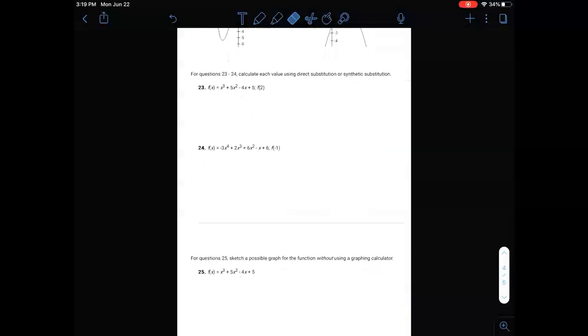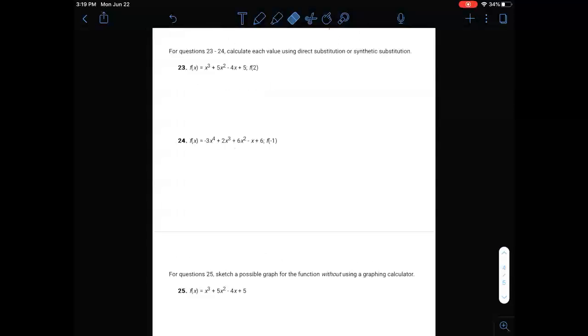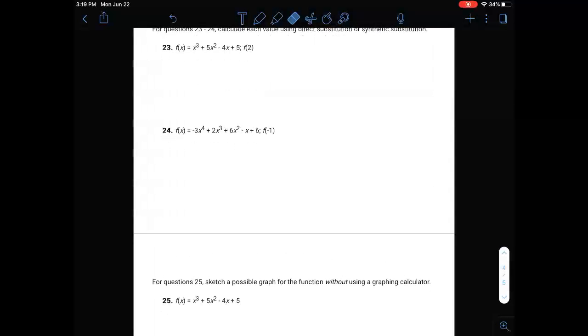So then 23 and 24, I'll do one of these. I really want to have you try one of these out on your own, okay? But the first thing you have to make sure is do you have everything in standard form? We've got a 4, 3, 2, 1, 0, so we are good there.